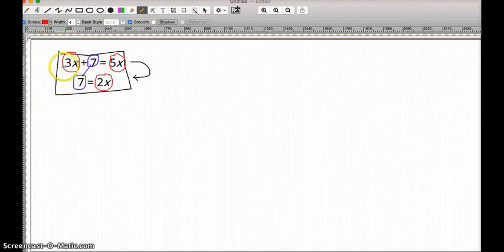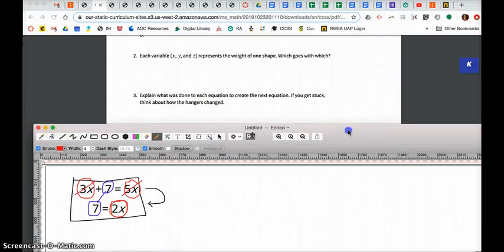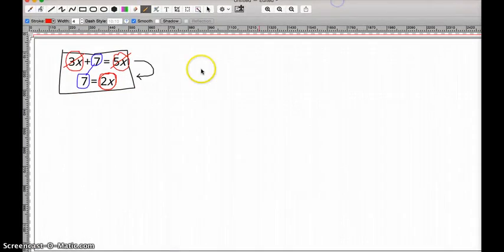Maybe you're saying, well, if you take away the 3x over here, you'd have to take away 3x's over here. And 5x's take away 3x's would leave you with 2x's. And that's how we did it. So I think it's called, what was this called? Matching equation moves, matching moves. The move that happened was we took away 3x's. That's what happened from this equation to this equation.